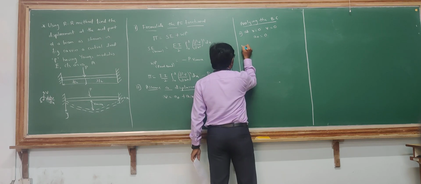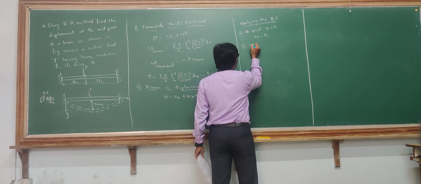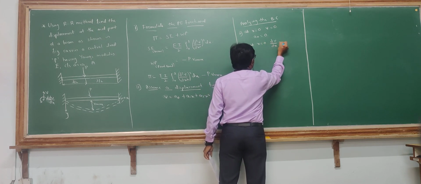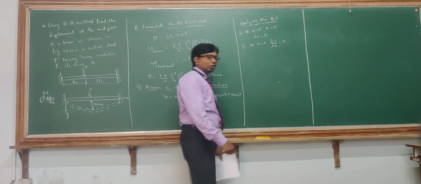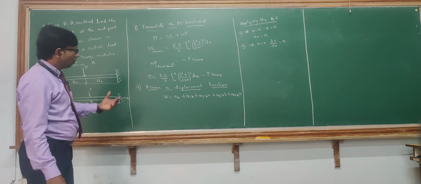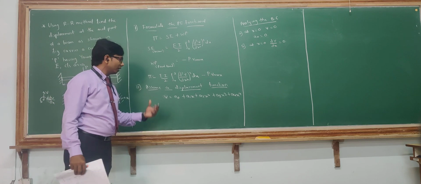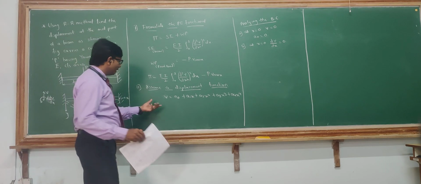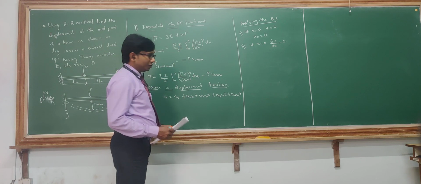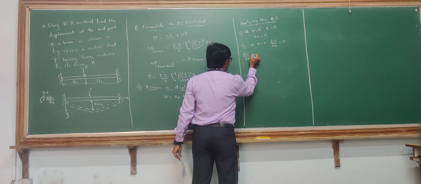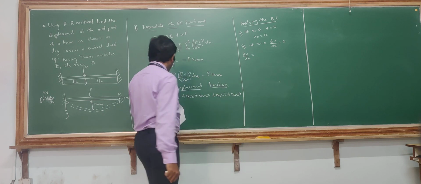Next, the second boundary condition: at x is equal to 0, dou v by dou x is equal to 0, which means that the slope is also equal to 0. So first we need to differentiate partially with respect to x, and then we have to apply the boundary condition. So what will be dou v by dou x?